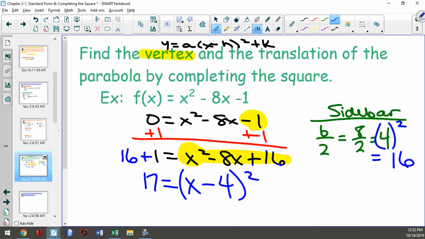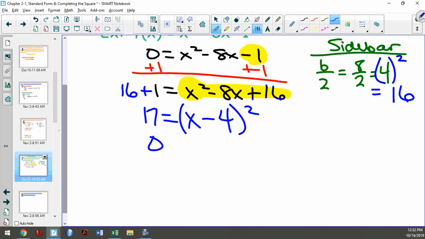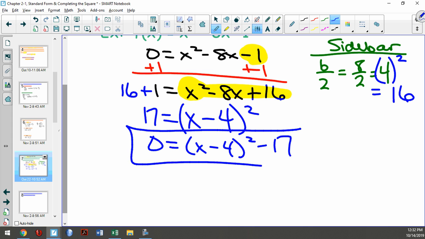Now, what is my goal? To get to standard form. So I'm almost there. So what do I need to do? I need to take that 17 over to the other side by subtracting it. So there's your standard form. Now I want your translations. Up, down, left, right, stretch, compress, reflect. So what's happening to this function?